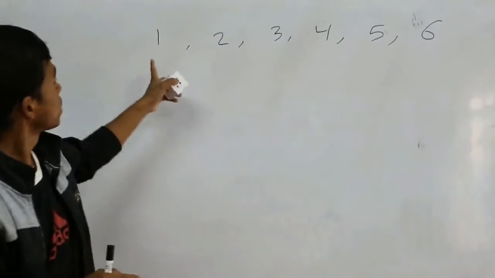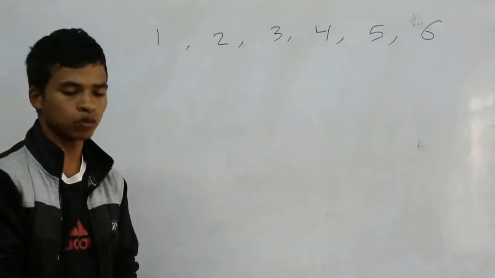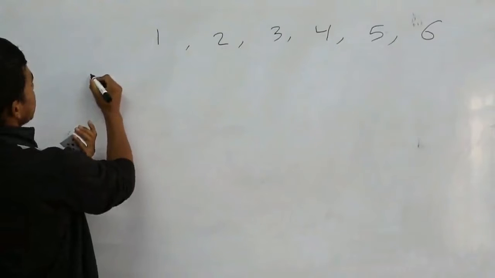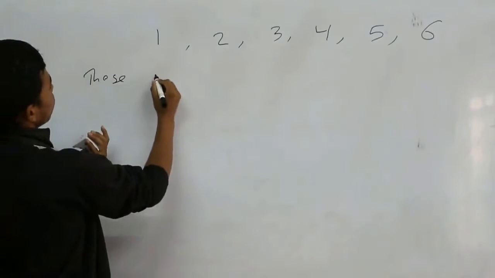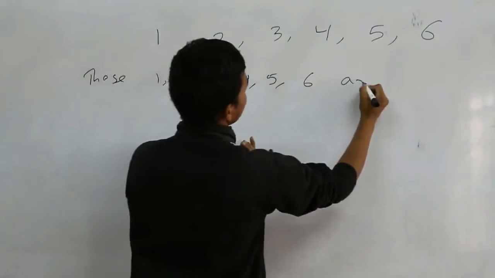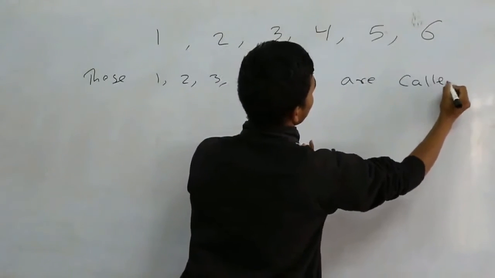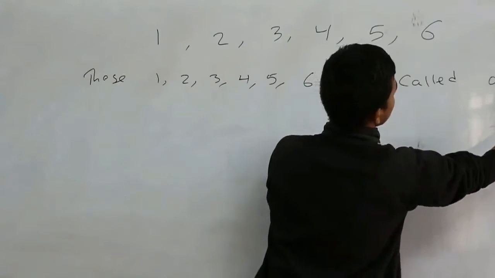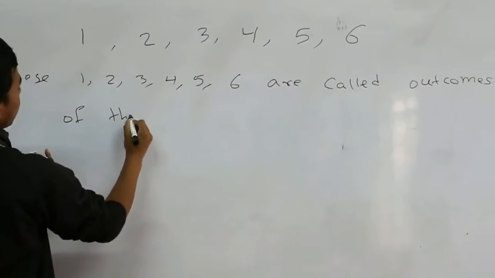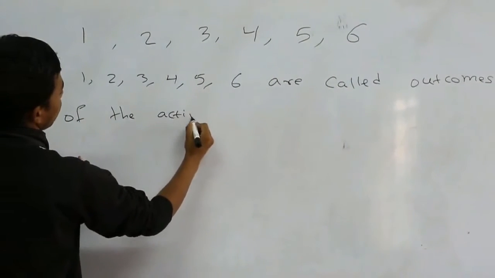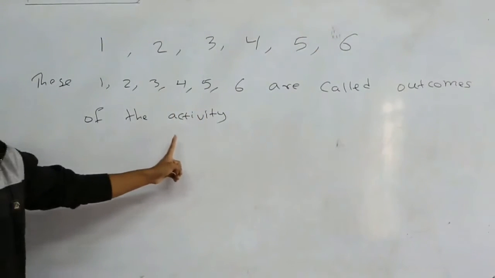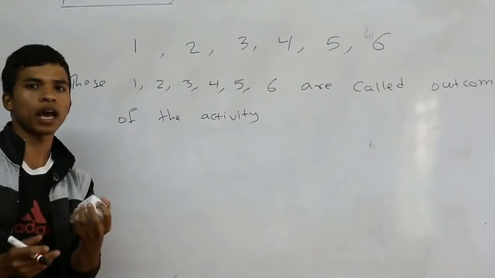So these numbers here, when you do this activity, meaning the activity of throwing a die, 1, 2, 3, 4, these numbers are called outcomes. These numbers here are called outcomes of the activity, that is, the activity of throwing a die.